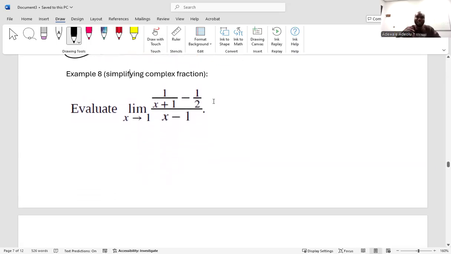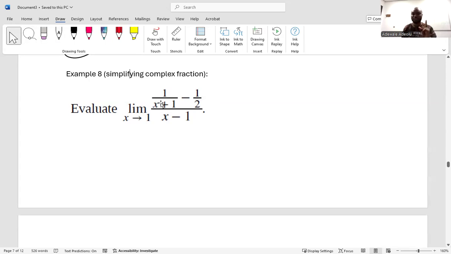Okay, look at this situation we have. We cannot say in this problem that this is a polynomial. The denominator is a polynomial, but the numerator is a rational function minus some rational function. So this is a situation whereby we have a complex fraction. Now, the question is, what should we do?